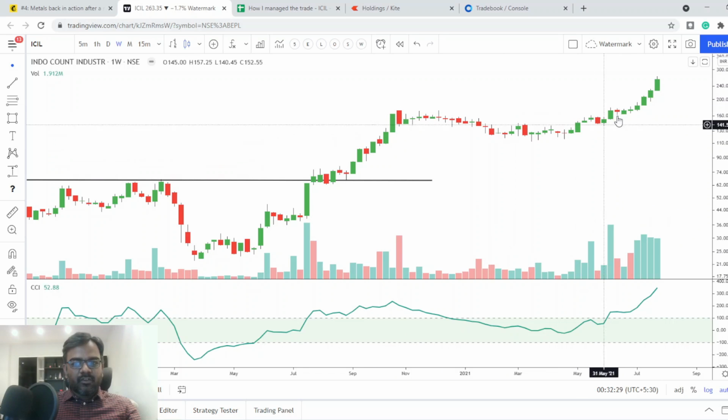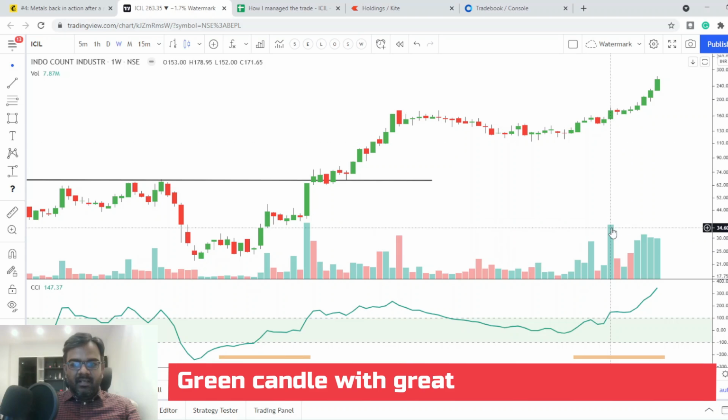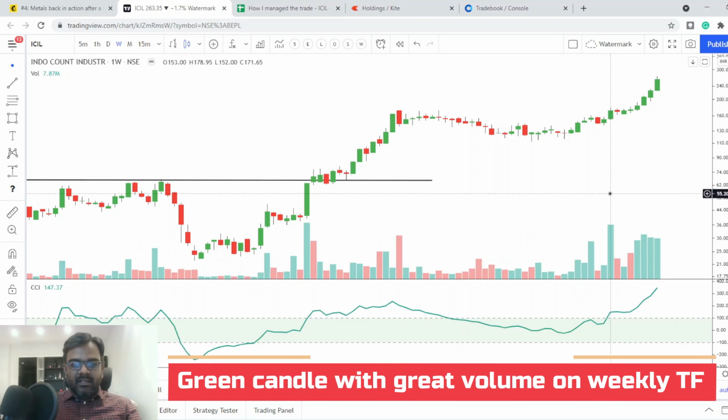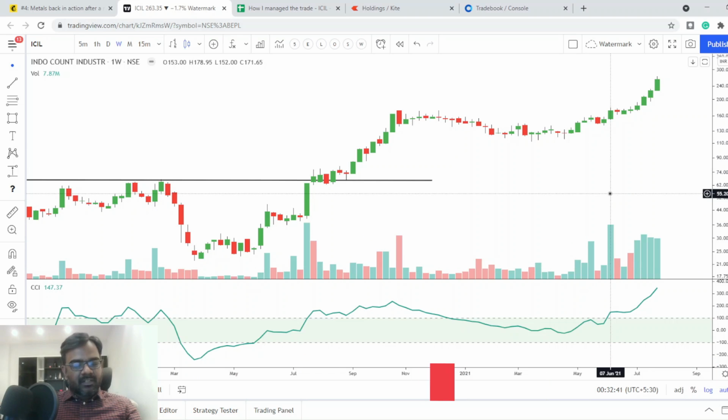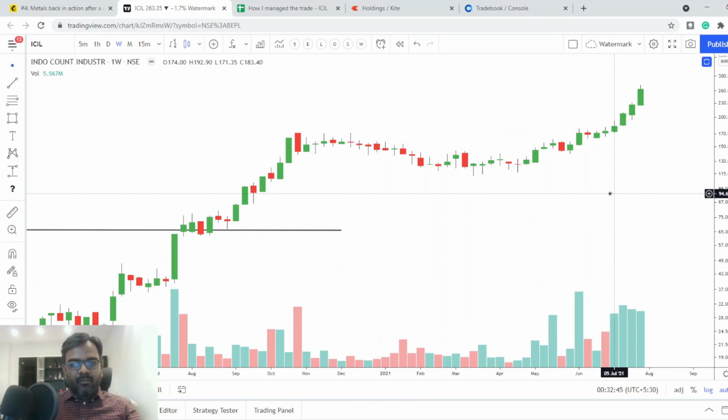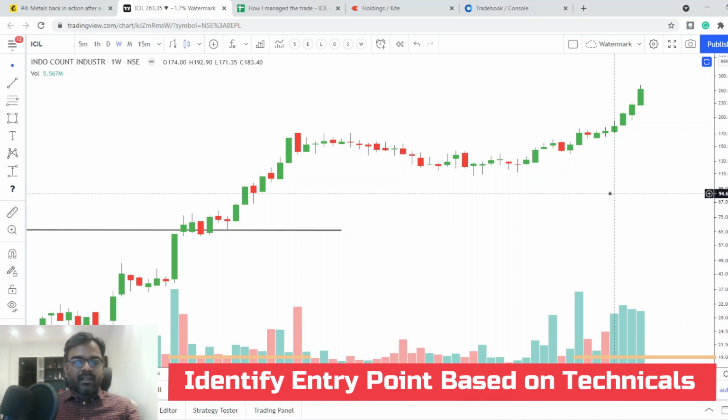After the first base is formed, we are buying that first move up, the second move up. Right now, since this week I saw that there was a nice green candle and nice volumes as well, I went and checked the fundamentals. The fundamentals were excellent. Operating margins increased.